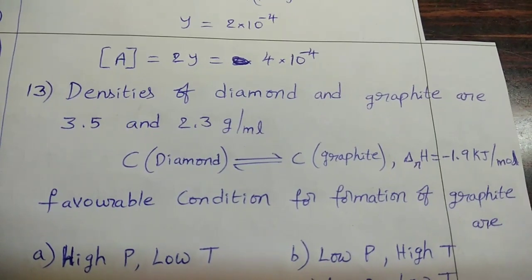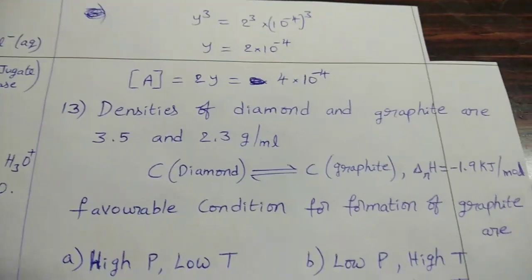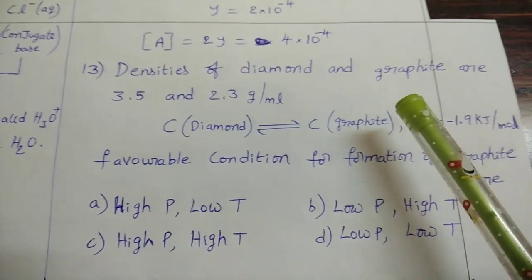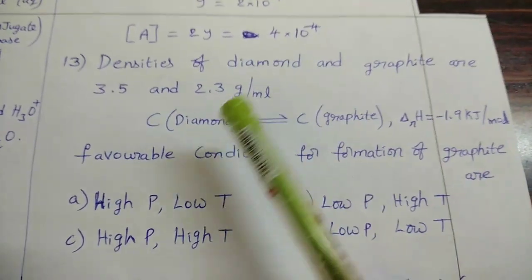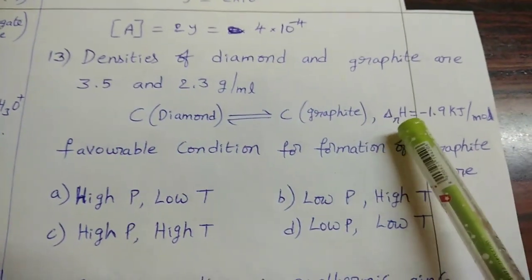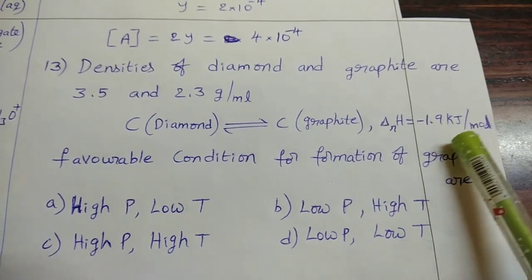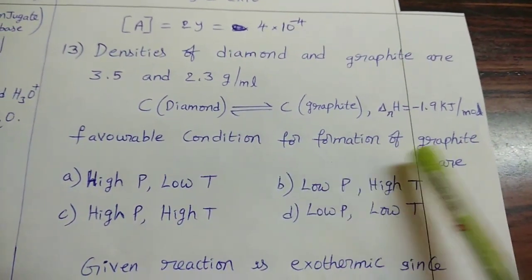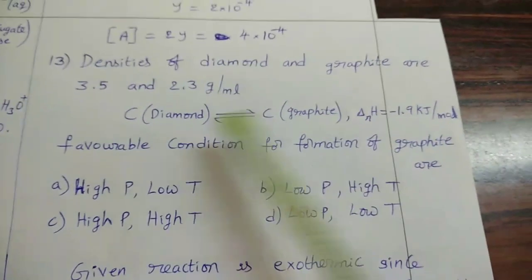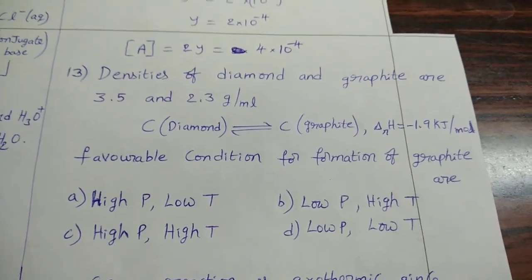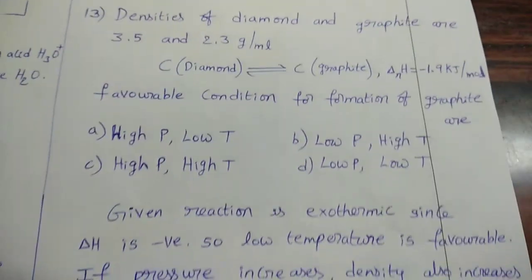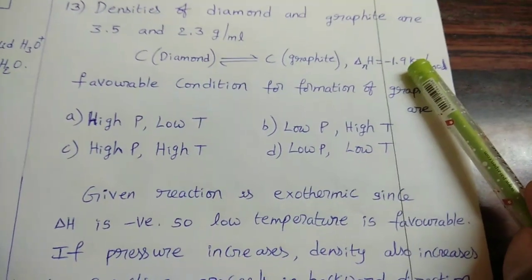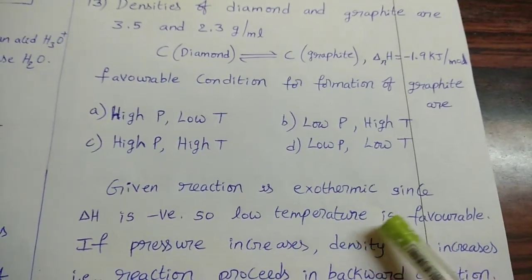Next, the densities of diamond and graphite are 3.5 and 2.3 gram per ml. Diamond and graphite are both allotropic forms of carbon; only one element is present. Here this is the reaction, and delta rH equals minus 1.9 kilojoule per mole. For this conversion, this much amount of heat energy is released. What are the favorable conditions for formation of graphite, that is, for the forward reaction? We should select those conditions. The given reaction is exothermic since delta H is negative. That's why low temperature is favorable.